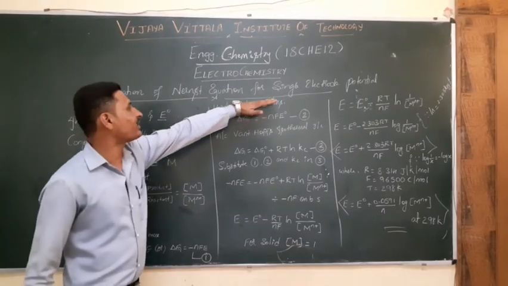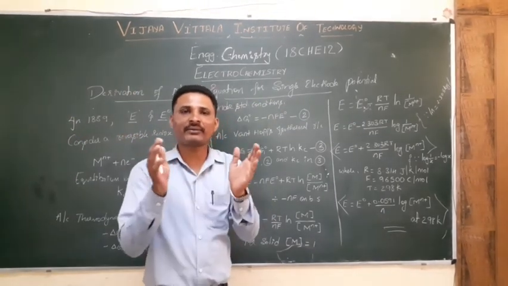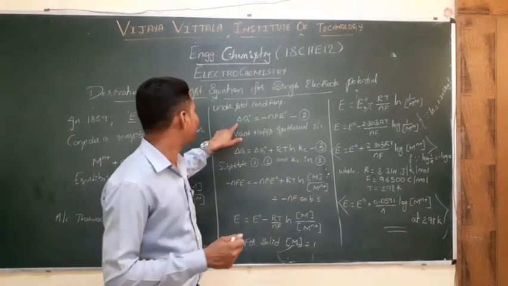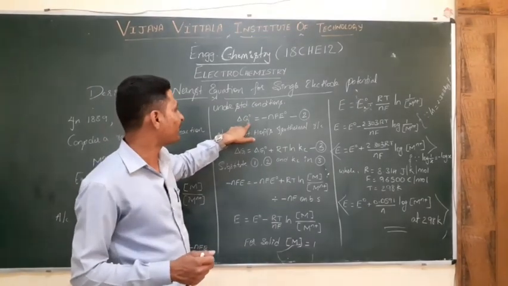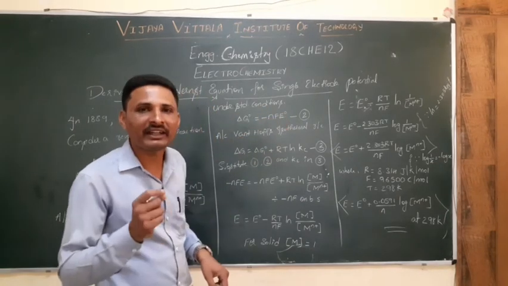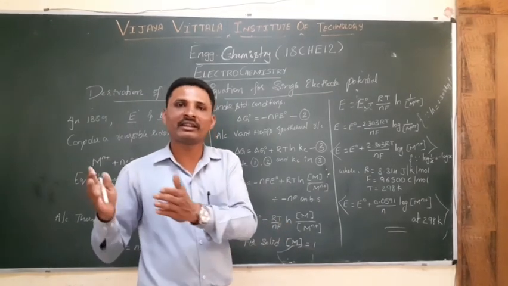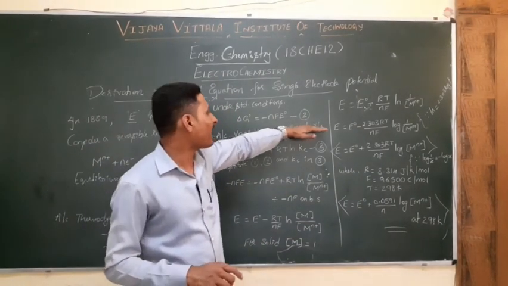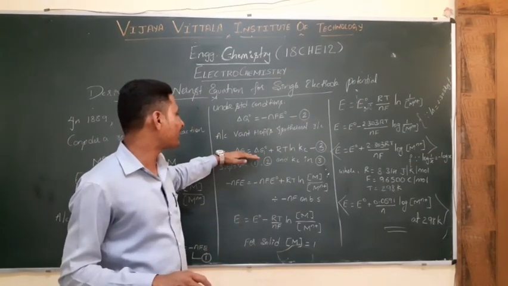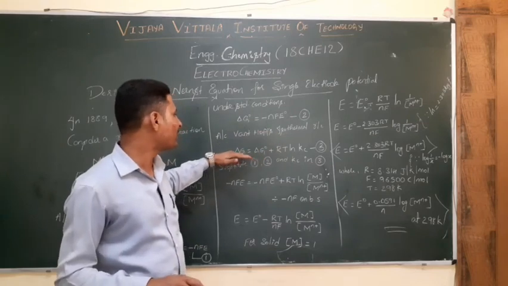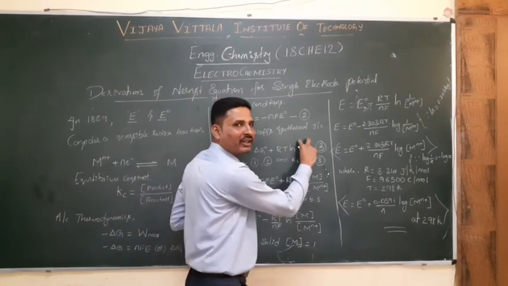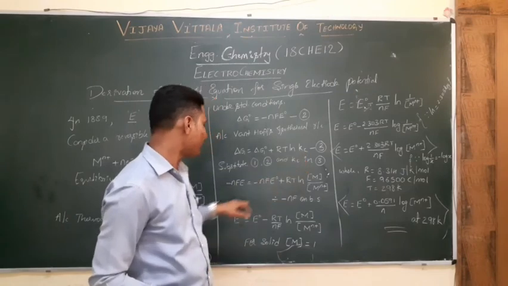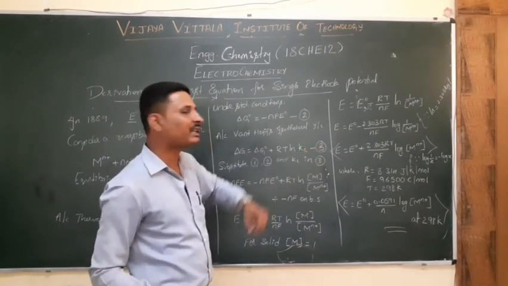And under standard conditions, when the concentration of all the species is unity, we can write the standard free energy, delta G naught, equals minus nF E naught, where E naught is the standard electrode potential. That means the potential at which the concentration of the solution is taken as unity. Then according to Van't Hoff's isotherm, which gives the relationship between free energy and equilibrium constant Kc, we can write delta G equals delta G naught plus RT ln Kc, where Kc is the equilibrium constant. That is equation number 3.